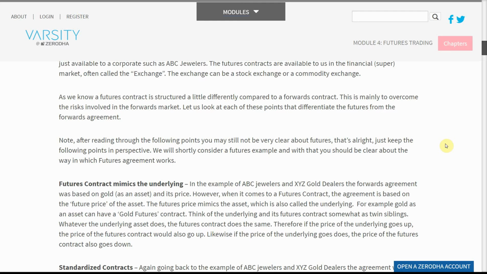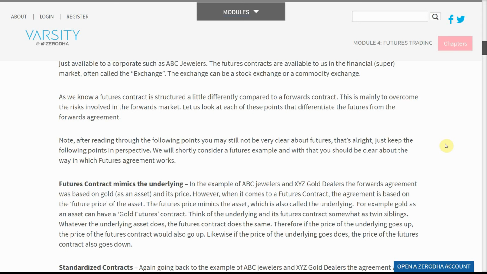Note: after reading through the following points, you may still not be very clear about futures. That's alright. Just keep the following points in perspective. We will shortly consider a futures example, and with that you should be clear about the way in which a futures agreement works.